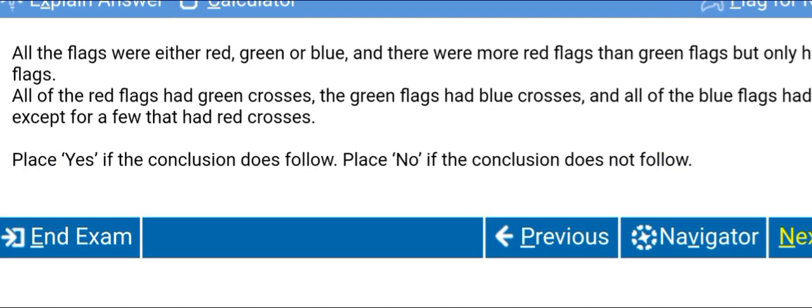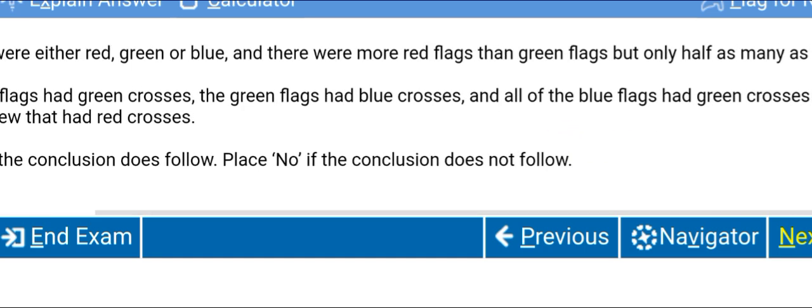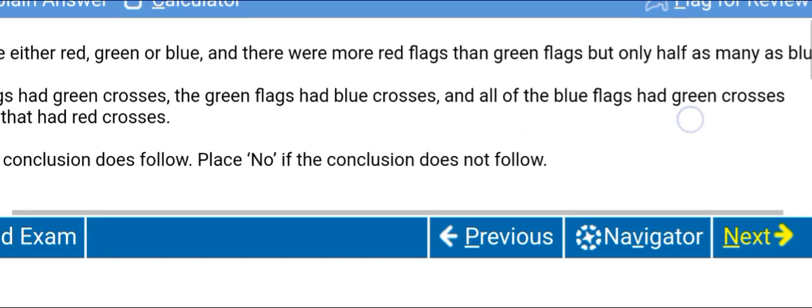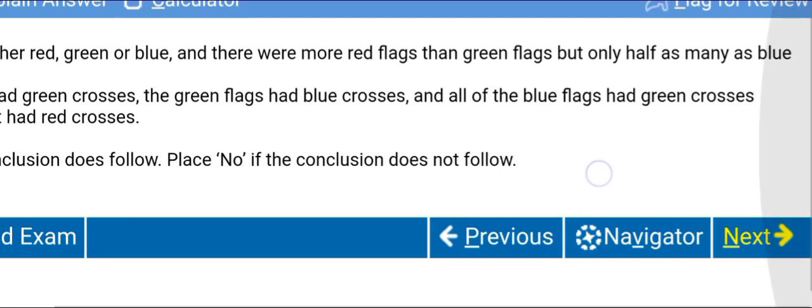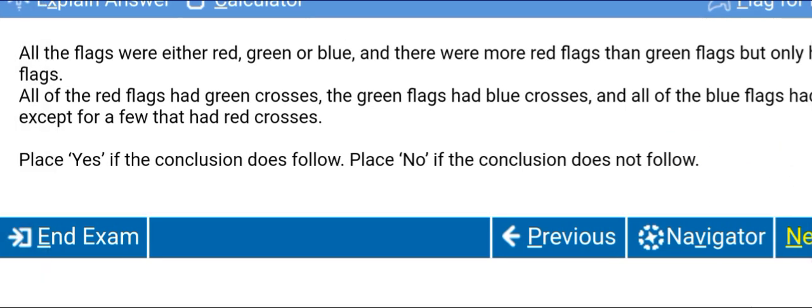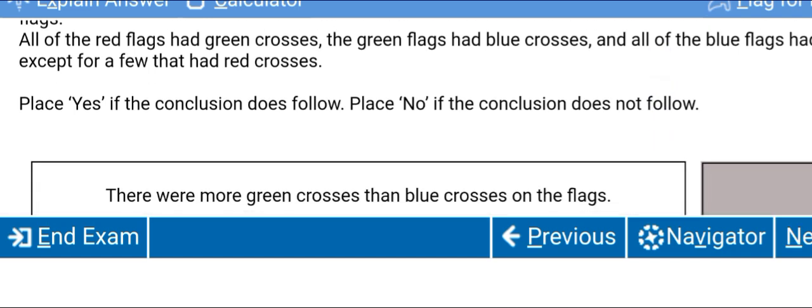All the flags were either red, green, or blue, and there were more red flags than green flags, but only half as many as blue. All of the red flags had green crosses, the green flags had blue crosses, and all of the blue flags had green crosses, except for a few that had red crosses. So place yes if the conclusion does follow, place no if the conclusion does not follow.